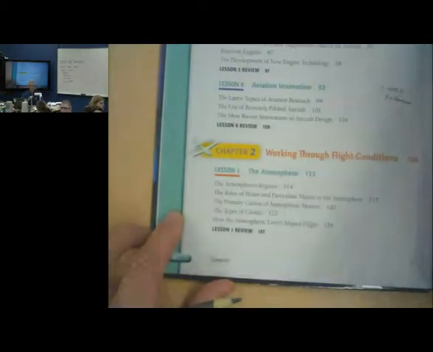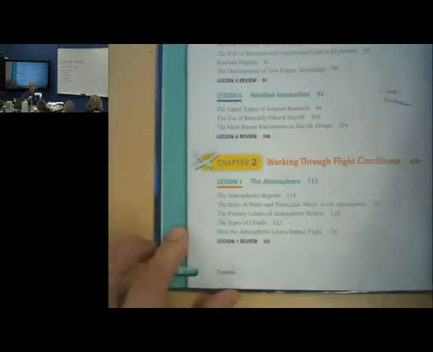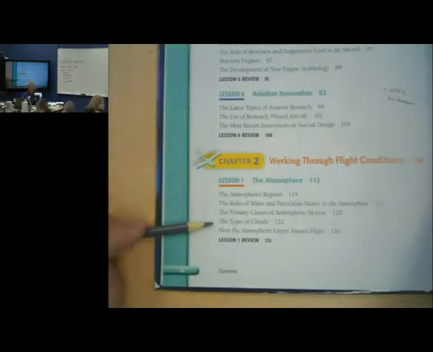After that, we went through different parts of aviation weather. We talked about the different types of clouds.